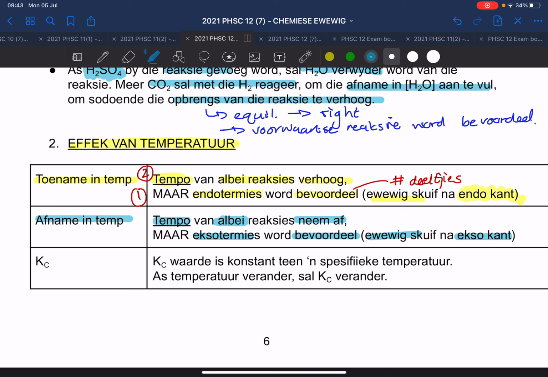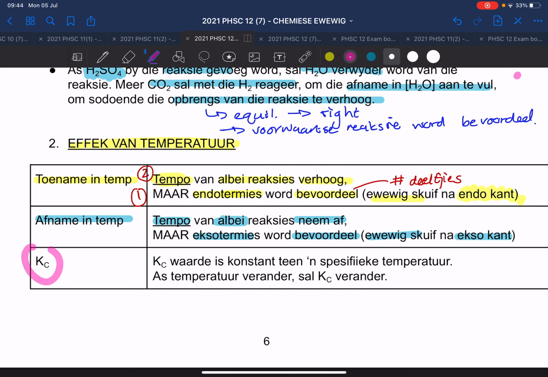Kom ons dink gou aan iets heeltemal anders. As jy water gooi, dan loop hy onder toe, want gravitasie trek hom af. Maar hy het nie 'n brein en dink, ek moet nou afgaan nie. Verstaan, dis iets wat gebeur as gevolg van natuur. Okay, then, very important, baie belangrik hierso.